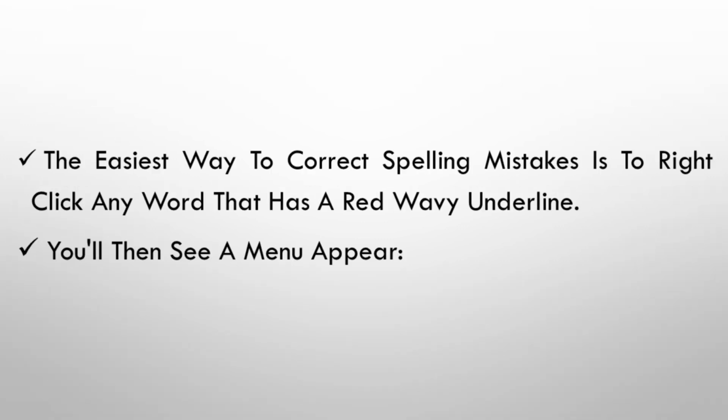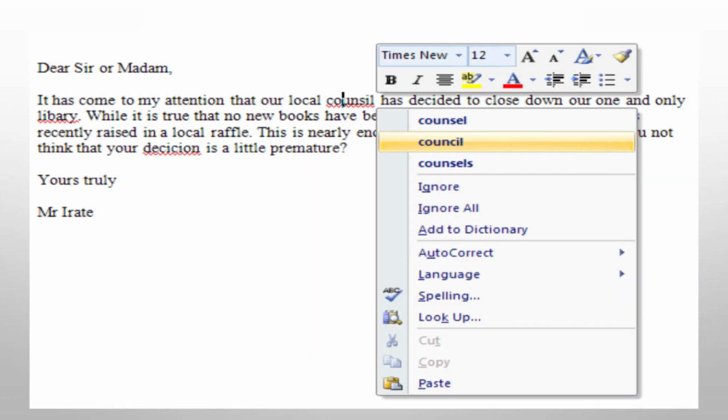The easiest way to correct spelling mistakes is to right-click any word that has a red wavy underline. You'll then see a menu appear. In the image shown here, we've clicked with the right-hand mouse button on the incorrectly spelled council. The menu that appears shows three alternative words: council, council, and councils. We meant council, of course. Click this option with your left mouse button to replace the misspelt word. The red wavy underline will disappear.